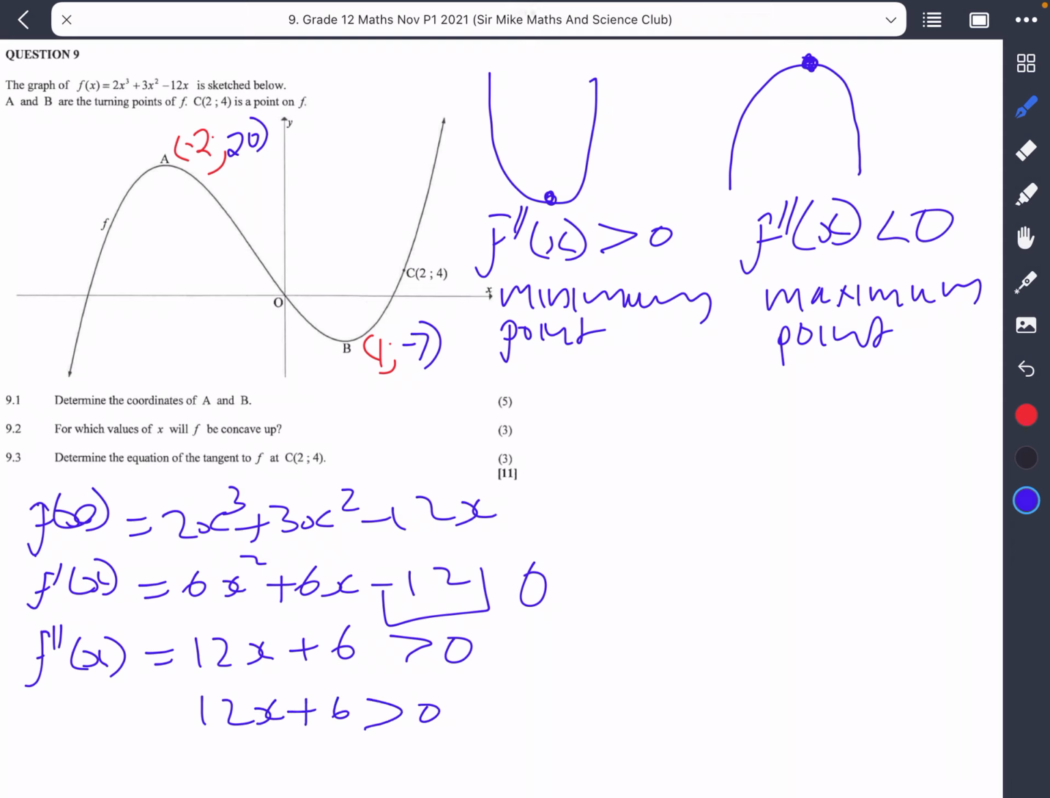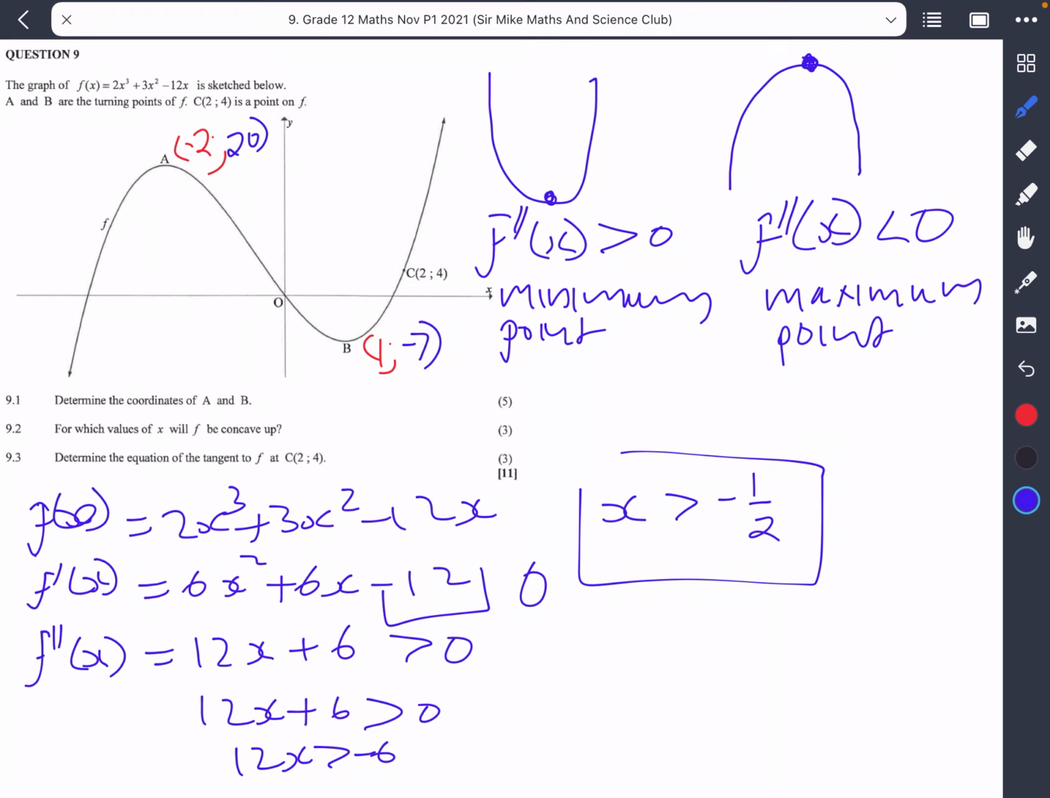For 9.3, if they had asked when your graph is concave down, you would take the second derivative and equate it to less than 0. You solve for x, and you would get the x values for which your graph is concave down. But for 9.2, they asked for which values of x will f be concave up.